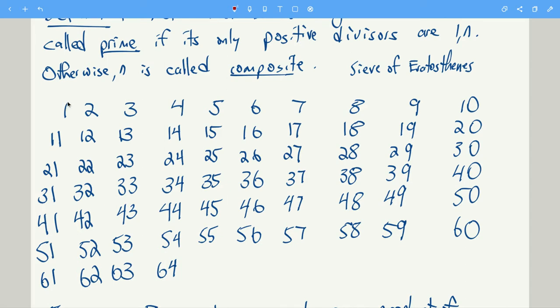So we ignore 1. 1 is not prime or composite. So we look at the smallest thing I haven't done anything to yet. We're going to circle 2. We see that the only divisors of 2 are 1 and 2, so 2 is prime. Now, anything that has 2 as a factor is not going to be prime anymore, so we're going to cross those off.